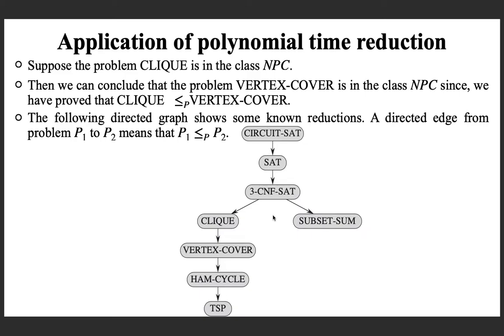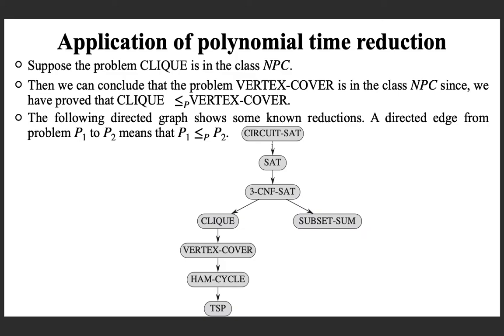And here the reduction is transitive. That means if circuit satisfiability is reduced to satisfiability and satisfiability is reduced to 3CNF satisfiability, then the circuit satisfiability problem is reduced to 3CNF satisfiability. So these are all NP complete problems. So if you can find a deterministic algorithm for any of these problems, then you can conclude that P is equal to NP.